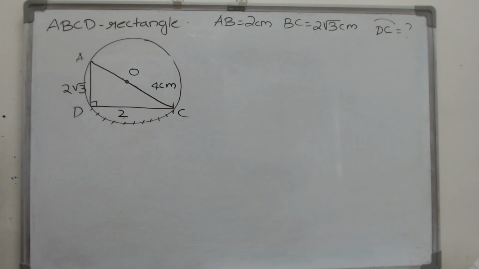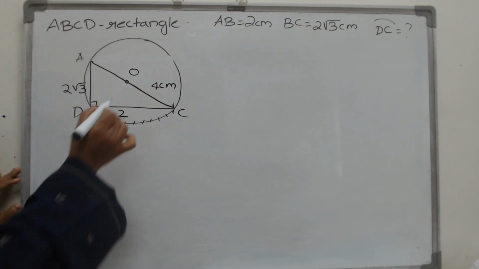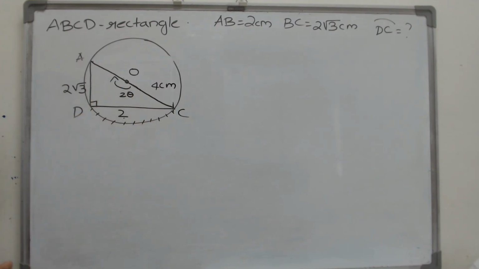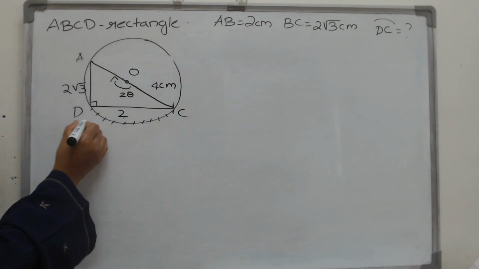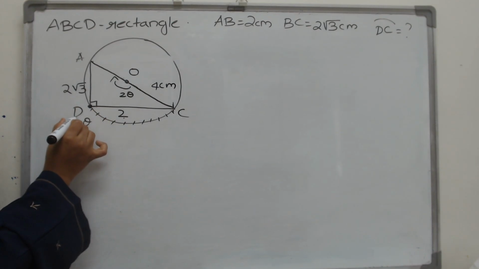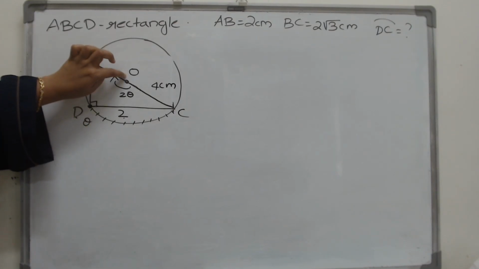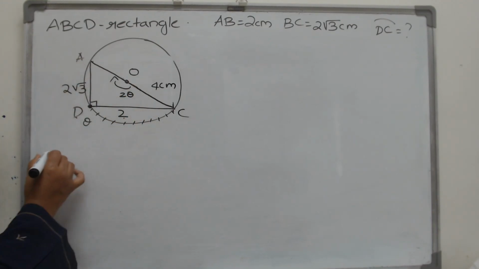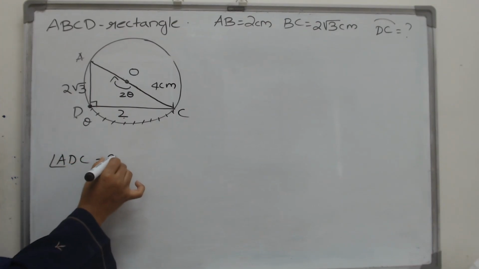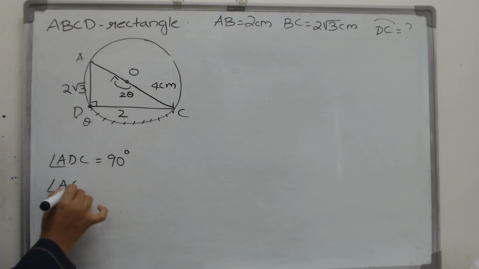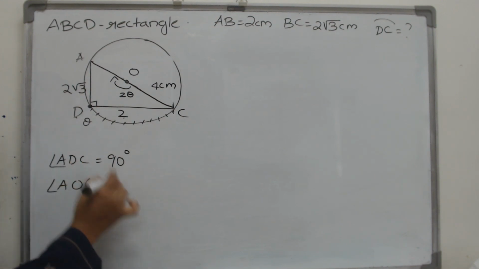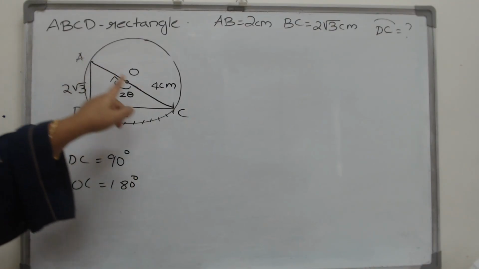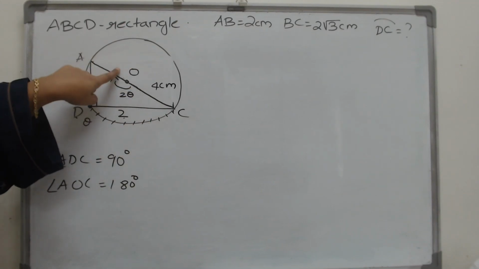Can you tell me why that is? Now we know that the angle that AC makes at the center is 2 times the angle that it makes at any other point. If it makes theta at any other point on the circle, then the angle that it makes at the center will be 2 times theta. But here the angle that AC makes, which is ADC, is actually 90 degrees. So the angle that AC makes at the center is going to be 2 times that, which is going to be 180 degrees, or in other words, AC is a beautiful chord which contains the center.